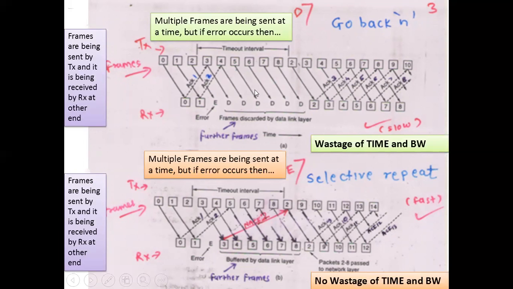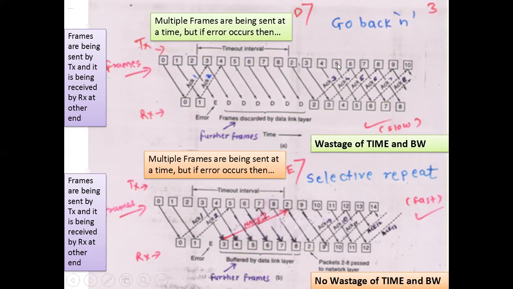In go back n, what is happening? These are the different frame numbers sent by the sender, the transmitter: 0, 1, 2, 3, 4, 5, 6, 7, 8, and this is the receiver RX: 0, 1, 2, 3, 4, 5, 6. Frame 0 sent, frame 0 received, first frame sent, first frame received, and so on, up to the eighth frame sent and received. Though all the frames are received, let us say an error has occurred here because of network congestion.